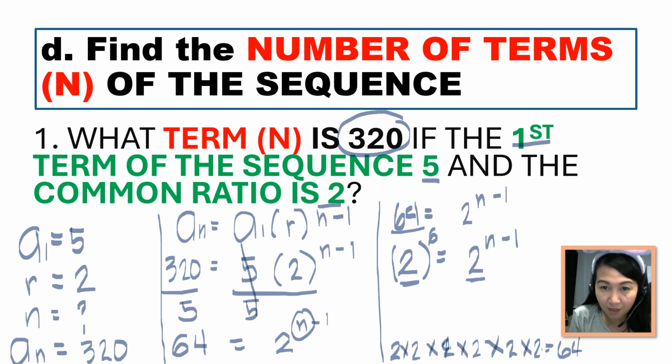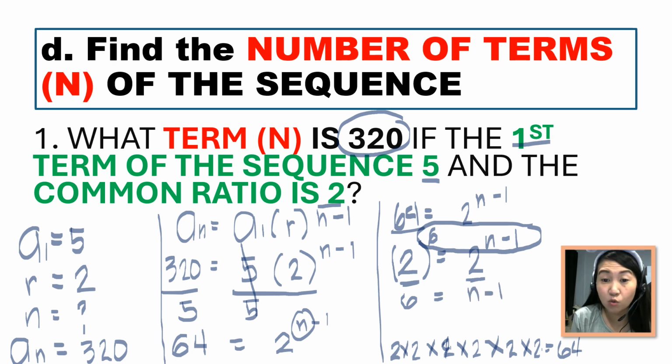Pag parehas na yung kanilang base, you have to equate the exponent. So, kukunin mo ngayon yung kanilang exponent. So, we have here 6 is equal to n minus 1. Then, we can now solve for the value of n. So, how are we going to solve for the value of n? So, we can transpose negative 1 to the other side of the equation.